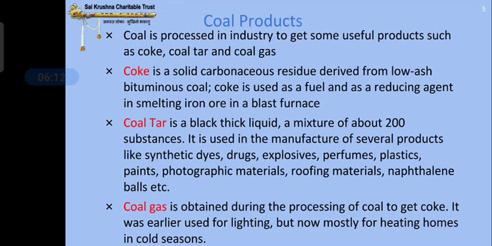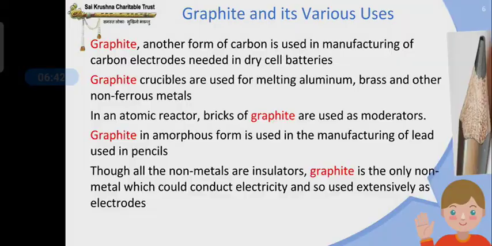And the third product of coal is coal gas. It is obtained during the processing of coal to get coke. So whenever you make coal into coke, whichever gas is formed during that is said to be coal gas. It was earlier used for lighting, but now mostly for heating homes in cold seasons. So during the cold season, in order to heat the home in polar regions, they make use of this coal gas.